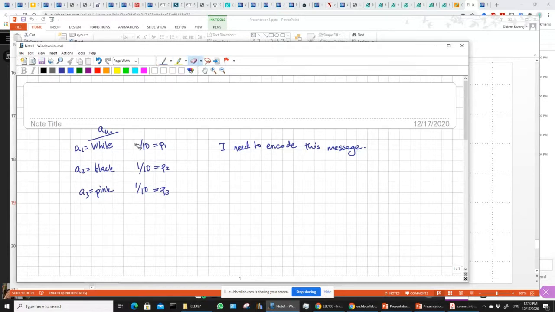Maybe I'll even change this. Make this 7/8. Okay, so I can rank them in probability. This one is 7/10, 2/10, 1/10. And this is decreasing probability. So I write these down and say 1, 2, and 3. The probability of having symbol A1, I'll just write A1, A2, A3.